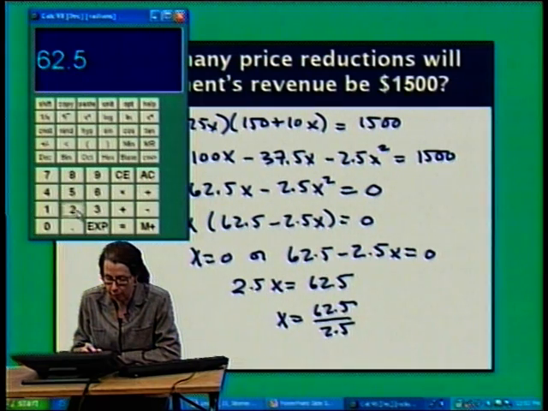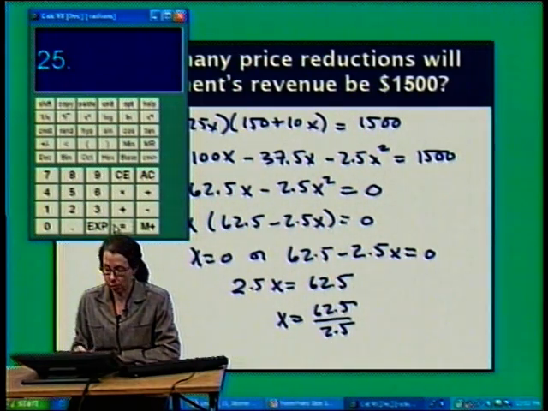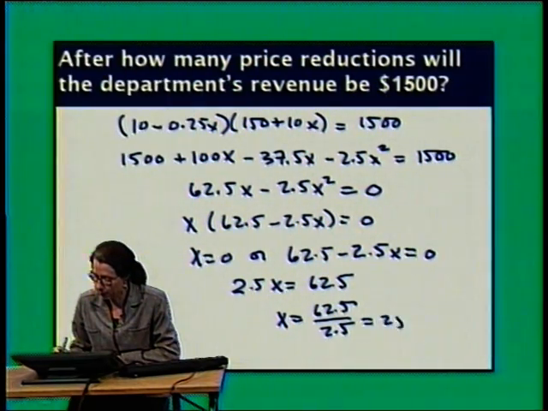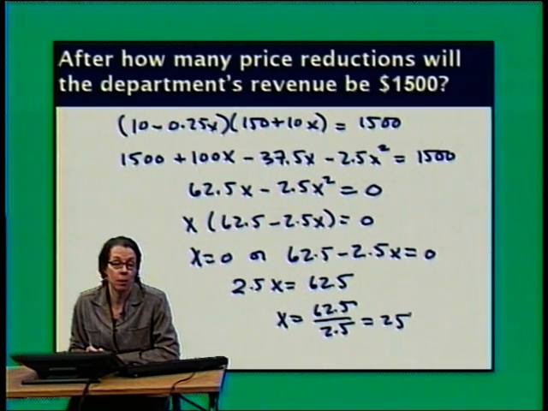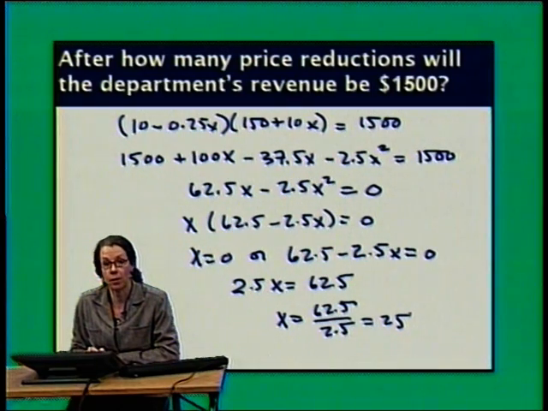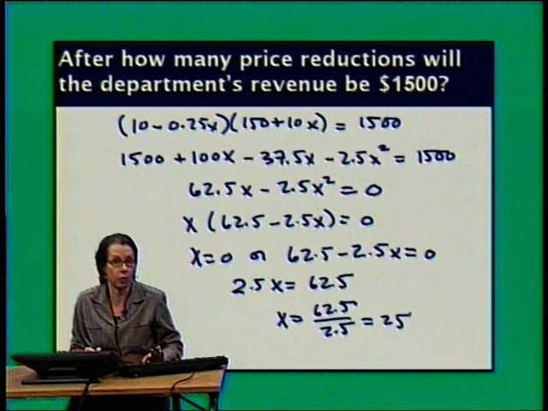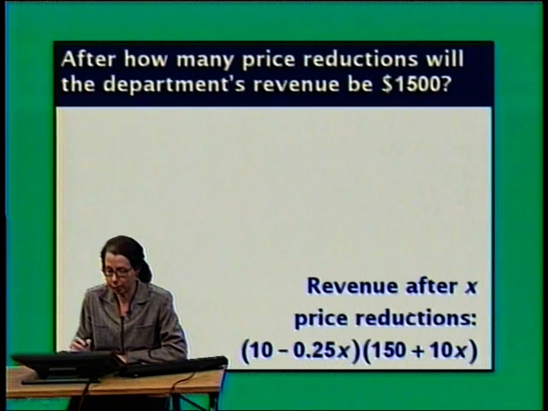62.5 divided by 2.5, that's 25. So we have a second possible solution. After 25 price reductions, we're expecting the theater company's revenue to be $1,500. Well, let's check.